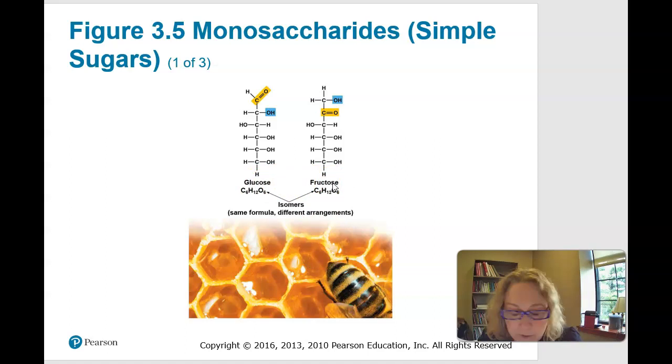So what I want to talk to you about is, look at this: C6H12O6. C6H12O6. It's the same chemical formula. It just is arranged differently. It is what's called an isomer.